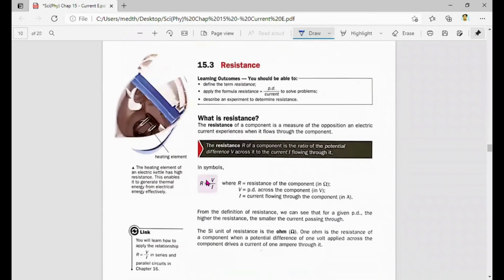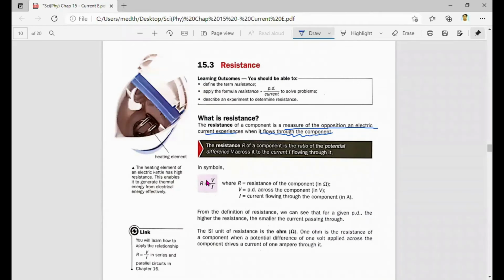Next one, resistance. So we talk about voltage, we talk about current. Next we're going to talk about resistance. So what exactly is resistance? It is a measure of the opposition an electric current experiences when it flows through a component. So the greater the resistance, the greater the opposition towards the current.